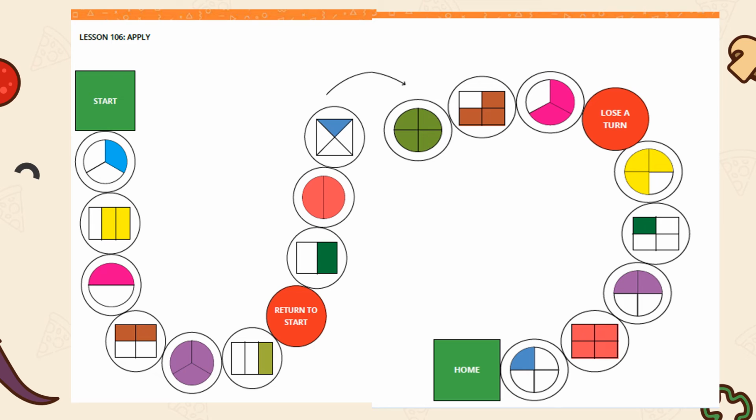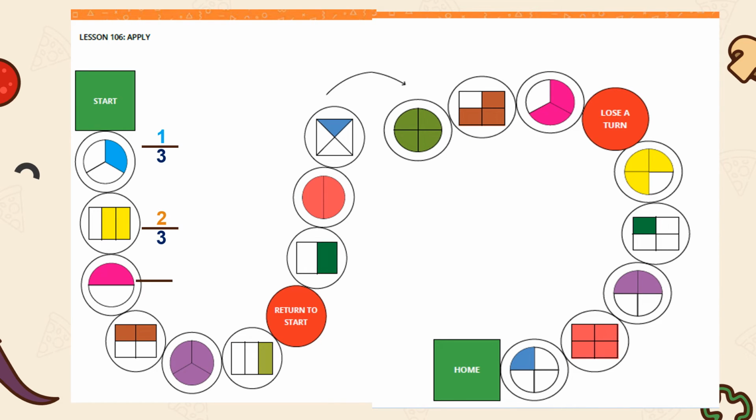Now we have a game where we want to reach the home. So the first circle here, the denominator will be 3, with 1 colored part over the total parts of 3. So the fraction is 1 over 3. Next we have 2 colored parts over the total parts, which is 3. So the fraction will be 2 over 3.